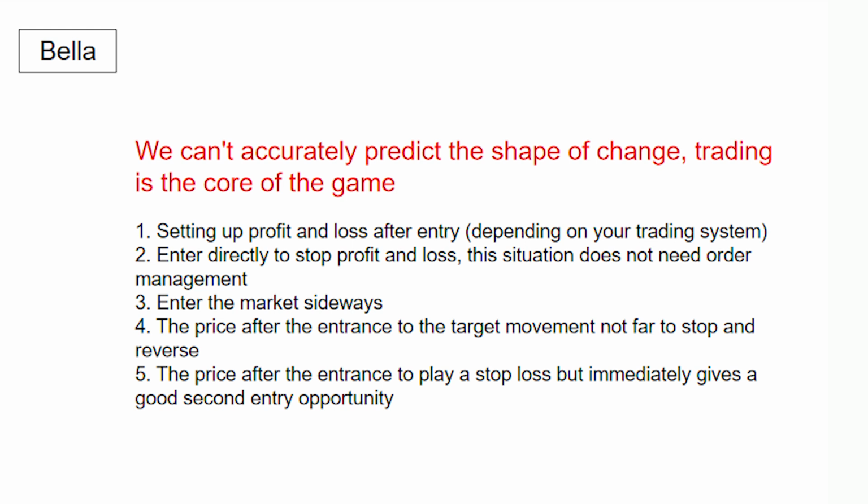The setting of a stop loss after entry depends on their own trading system. One: the stop loss is hit directly, so this situation does not need order management after all. Two: after you enter, the target appears automatically not long after. Three: entry after the market goes horizontal. Four: after entry, the price stops moving toward the target not far away and reverses. Five: the entry price hits the stop loss but immediately gives a good second entry.